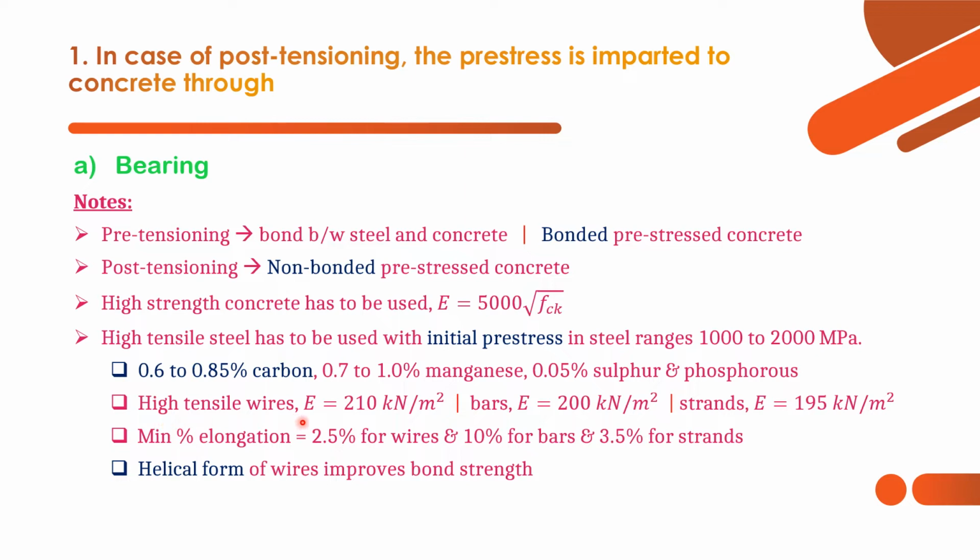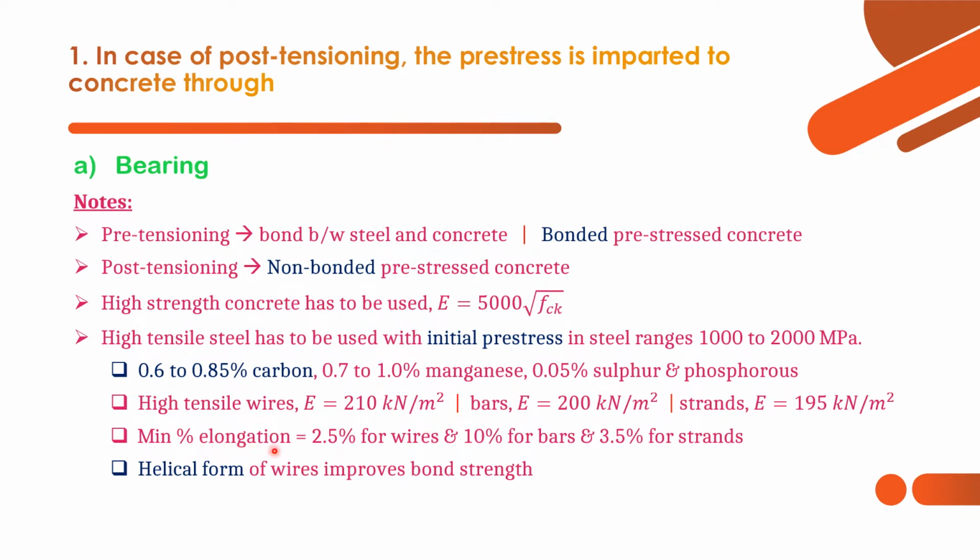For high tensile wires, the Young's modulus will be 210 kilonewton per meter square. In case of high tensile bars, Young's modulus shall be 200 kilonewton per meter square. In case of strands, we have Young's modulus as 195 kilonewton per meter square. We have many forms of high tensile steel in prestressing: wires, bars, strands, tendons. Accordingly, we have to choose the Young's modulus so that we can calculate the modular ratio and upcoming calculations.